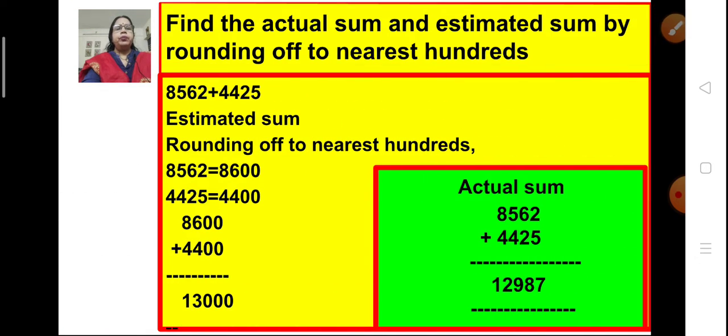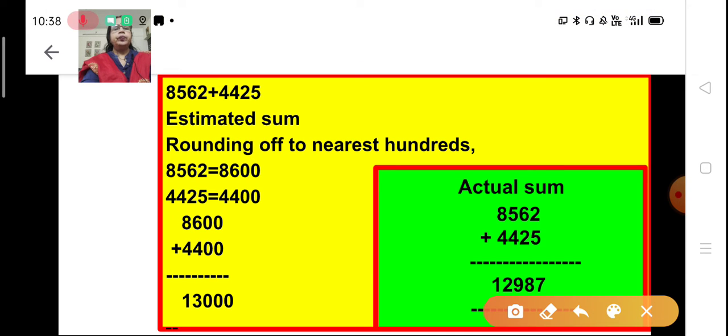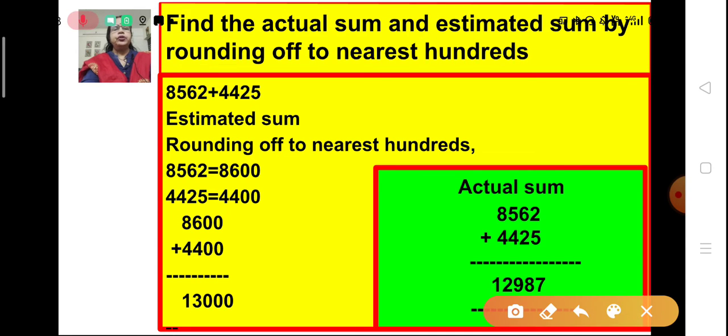Yes, this problem is based on the estimation of numbers. So this question is to find the actual sum and estimated sum by rounding off to the nearest hundreds. So we have to round off the given numbers to the nearest hundreds. So what are the two numbers? They are 8,562 and 4,425. So for rounding off these numbers and getting the estimated sum, how do we proceed?